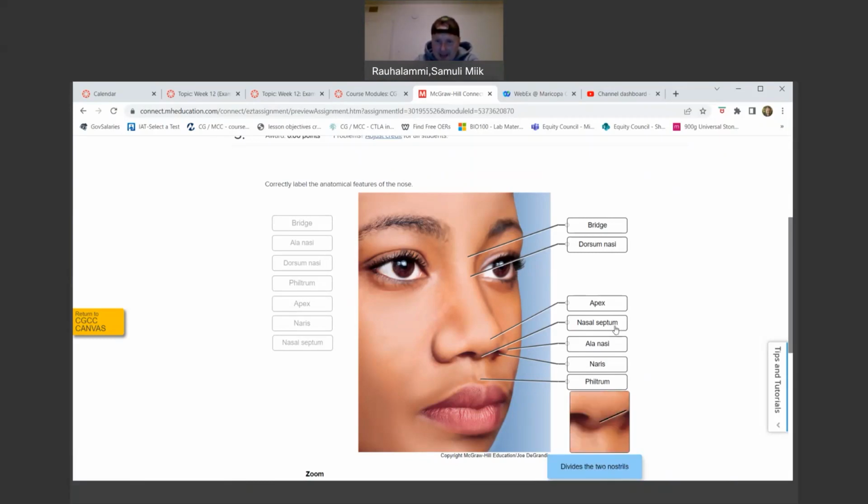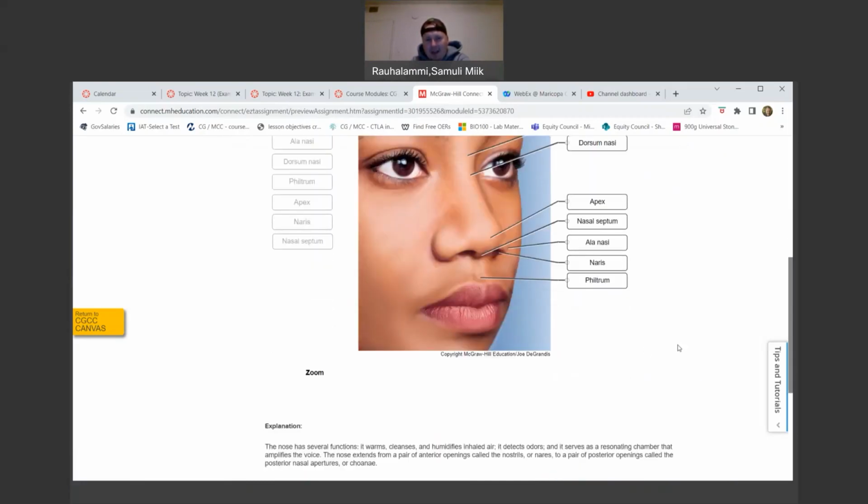We're seeing the nasal septum. Nasal septum starting there divides the nasal cavity into left and right portions, not necessarily as symmetrical as these diagrams make us think. I guess the important part that I really want to highlight here is going to be, of course, our nares, our nostrils, or nares if you wish to use that term, that we're seeing here.